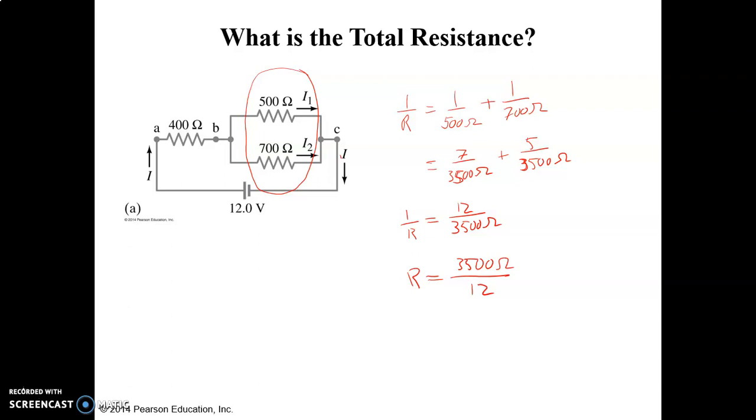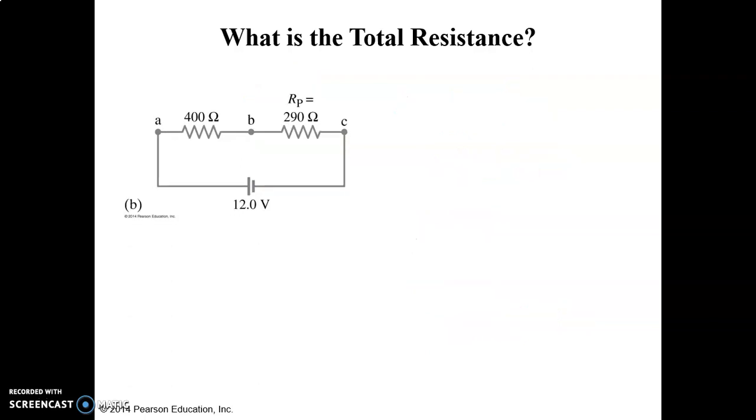3,500 divided by 12 gives us a resistance of 291.67 ohms. All right, so these two, which are in parallel, have a total resistance of 291.67 ohms. Therefore, we can treat them as if they were just one simple resistor of 291.67 ohms.